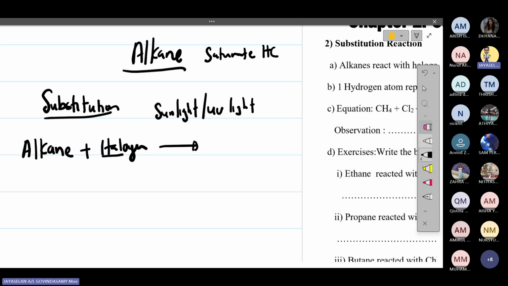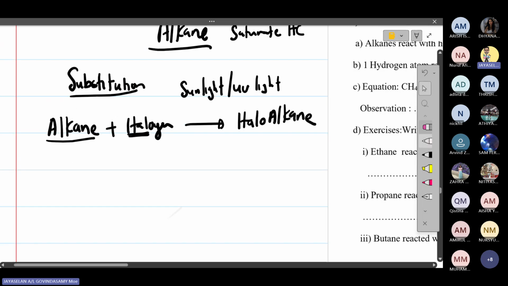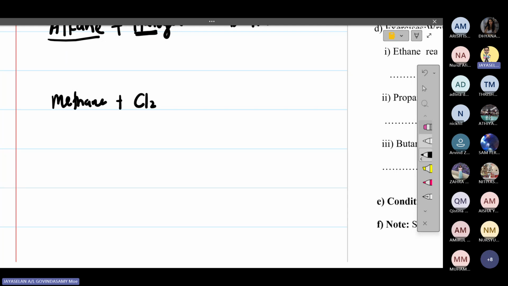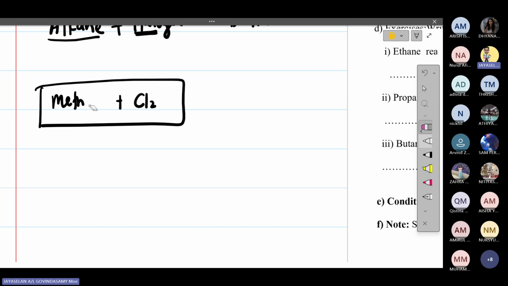So what product will you get? You take halogen, then you take alkane. The product would be haloalkane. Any question? No question. Okay, I do number one. If they put like this: methane reacted with chlorine solution. Methane reacted with chlorine solution.